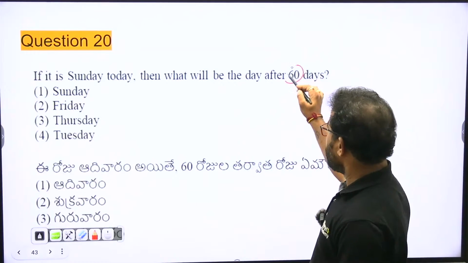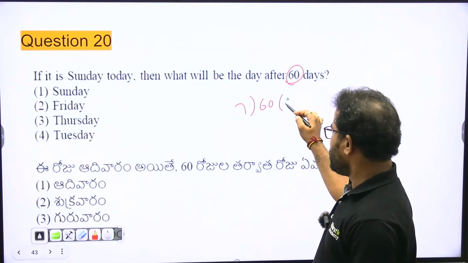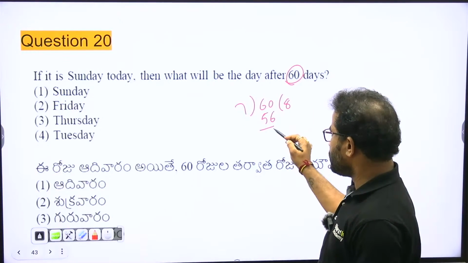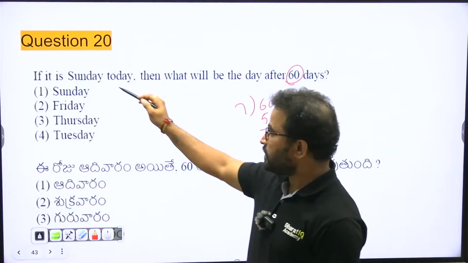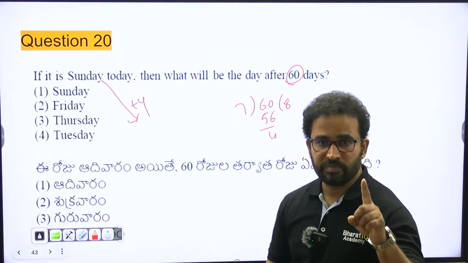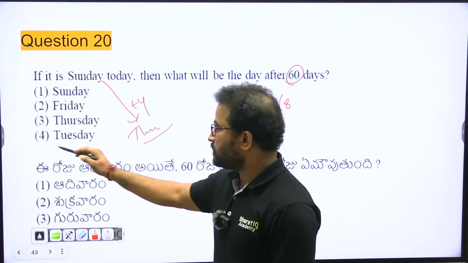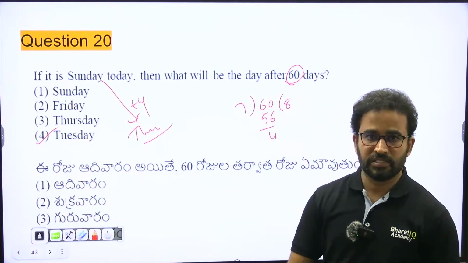Look at this one, whatever days they have given, you can directly divide with the help of 7. 7 × 8 is 56. What is the remainder here? 4. Already today is Sunday, so you can calculate Sunday plus 4: Monday, Tuesday, Wednesday, Thursday. The answer is Thursday, which is the right answer. You can work out in this way.